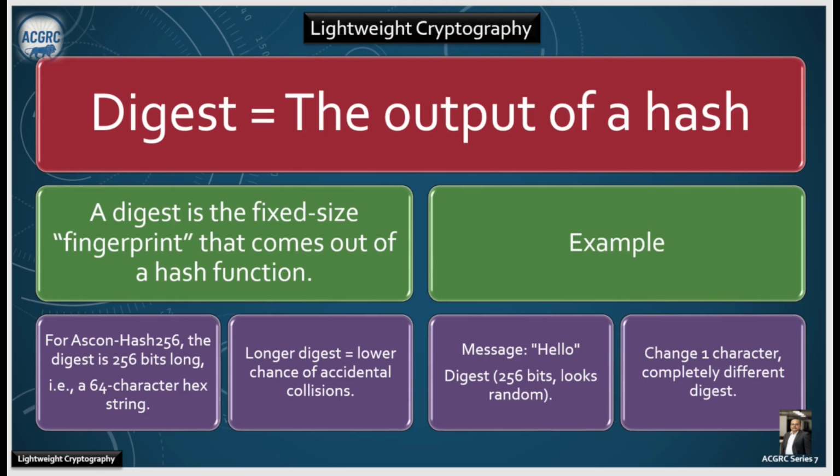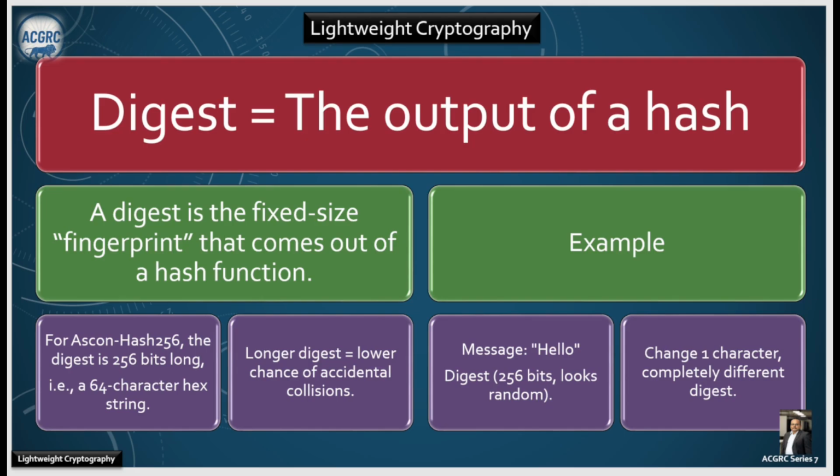Now let's look at digest. A digest is the fixed-size fingerprint that comes out of a hash function. For Ascon-Hash256, the digest is 256 bits long. The longer the digest, the lower the chance of any accidental collision. Example, the message is hello.